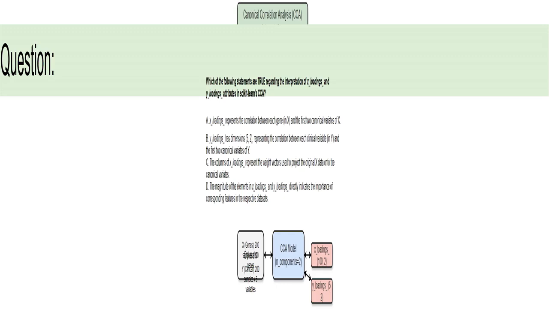XLOADINGS and YLOADINGS. This question assesses your understanding of canonical correlation analysis, CCA, results from the scikit-learn library. We'll explore the meaning of the XLOADINGS and YLOADINGS attributes in the context of a CCA model fitted to gene expression and clinical data.